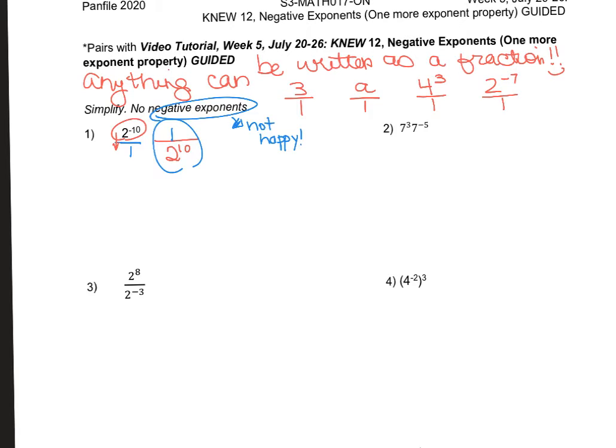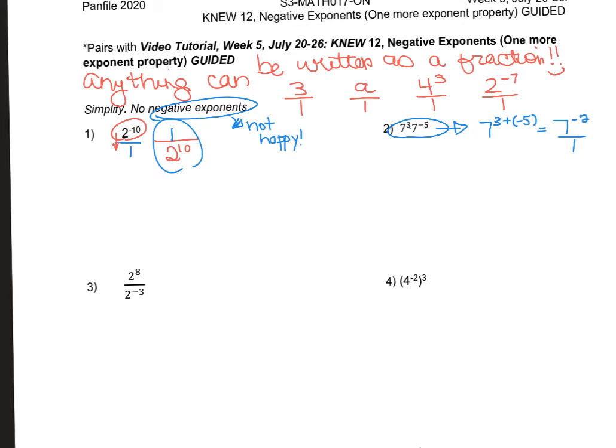All right, so number 2. The first thing we're going to do is put these together because this is one of our other exponent rules, which says that if we have the same base, we can add our exponents, right? So if we have 3 plus negative 5, what is that? 7 to the negative 2. Well, I can put that over 1 like I just talked about.